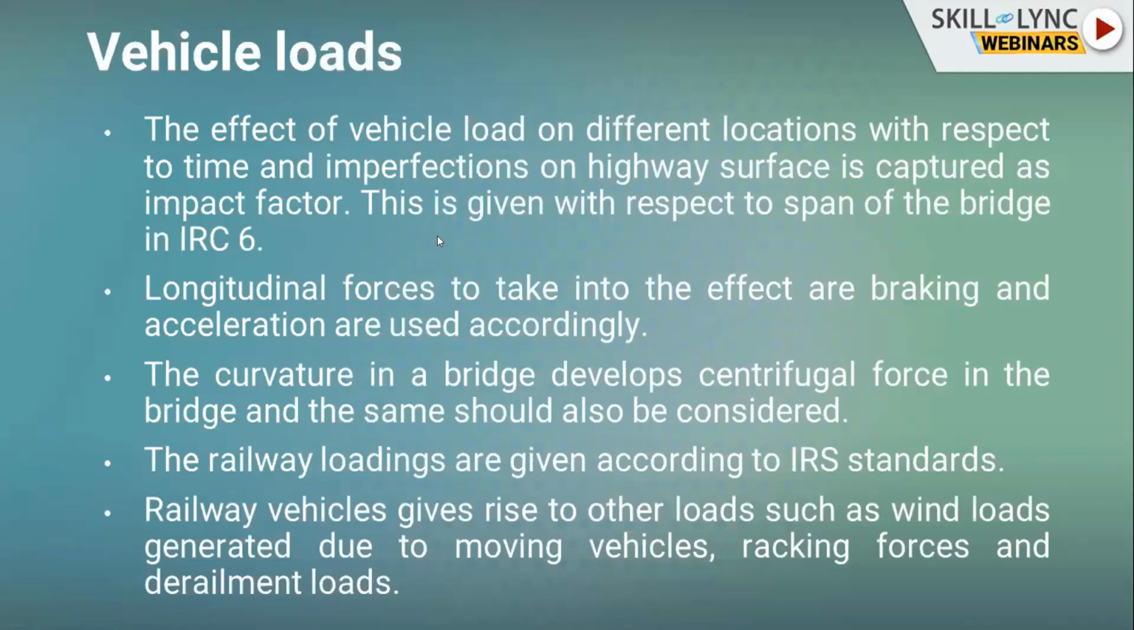Then we also have centrifugal forces that happen due to the curvature of the bridge. And in case of railway bridges, we have certain other effects such as racking forces and derailment forces, as I have mentioned earlier. So this happens specifically in case of railway bridges. Racking is a movement around the vertical axis, and it happens mostly in rails actually, and it is briefly explained in IRS codes as well.